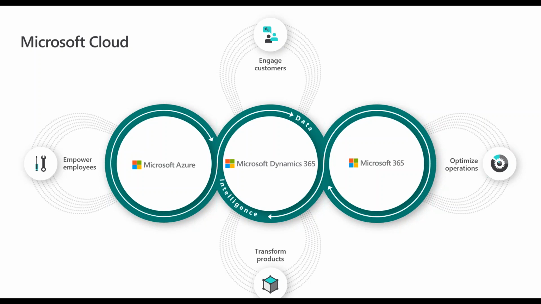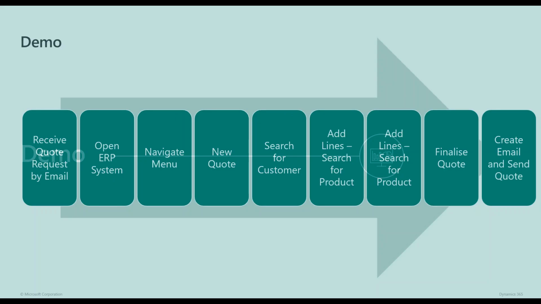So I thought I'd jump into a demo and give a little bit of a scenario on what this actual demo is. I'm going to talk a little bit about the process of getting a quote. So in this case, I'm basically looking at a quote. So customers email you to receive a quote, and traditionally what you do is you open your ERP system, you navigate the menu, you go and create a new quote, you search for the customer.